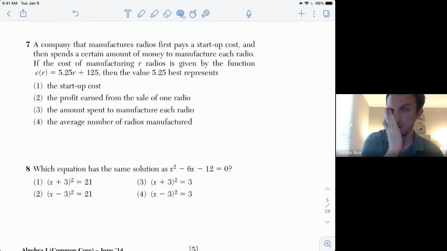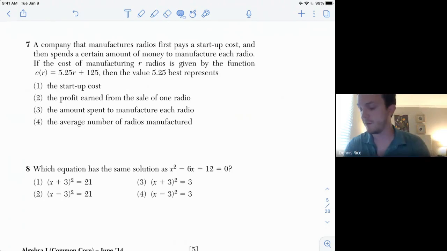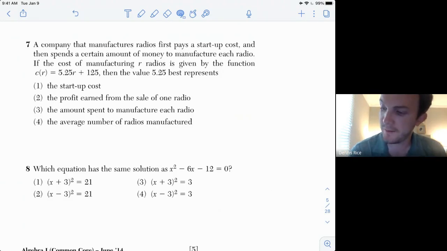Okay, for number 7, basically just asking us, what does the 5.25 represent? If you want to give this a title, modeling functions. What did we say for number 7? We're given this linear equation. It's almost like the very last question on your stat test: hey, what did that number mean? People are saying 3 in the chat. Everyone's saying 3.